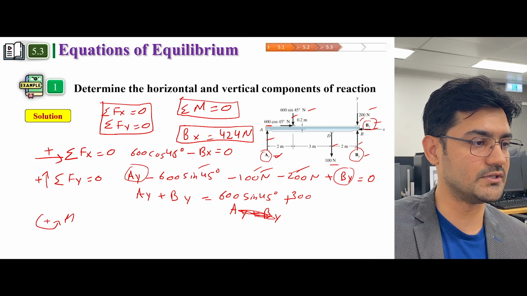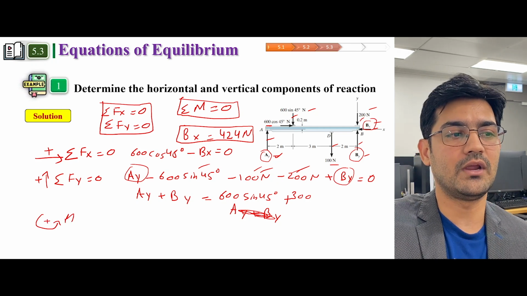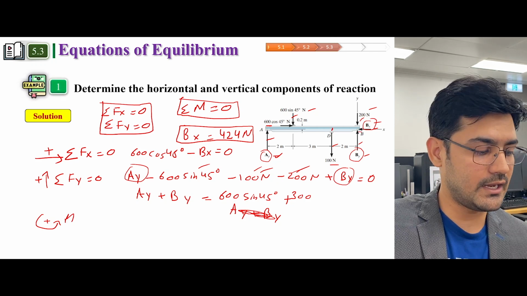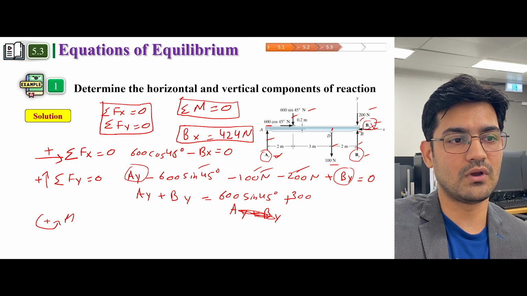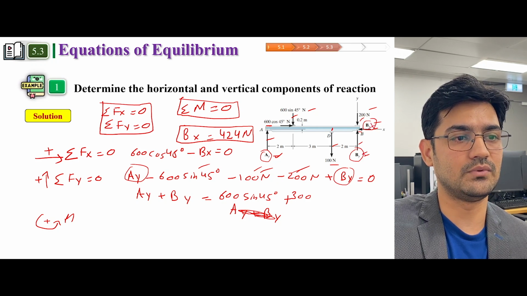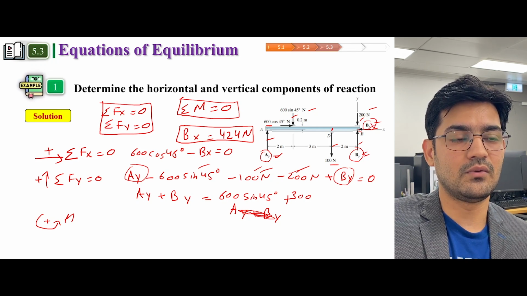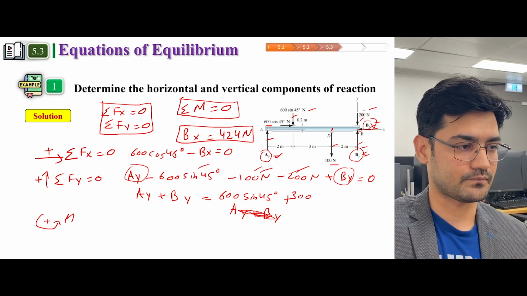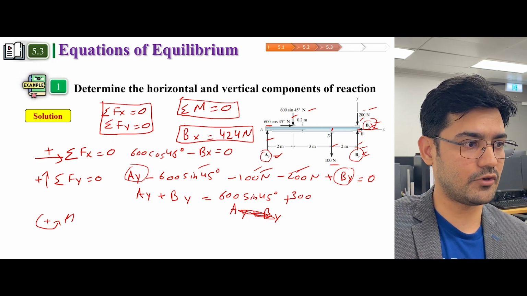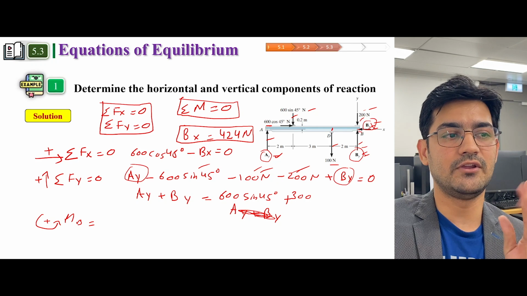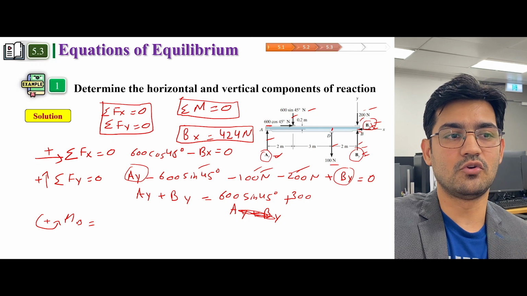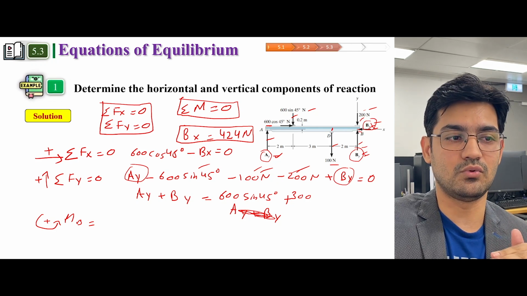which is summation of moments is equal to 0. Now we can take moment at any point, we can take moment at a also, this point also, at d also, b also. So we're gonna take moment at b because in this way we have two unknowns and they both are gonna cancel out with each other. I mean because the moment at this point would be 0 for bx, by, and 200 because the distance is 0. So let us do moment at point b. So moment is actually force into distance. So since the distance is 0, 200 into 0 would be 0, bx into 0 would be 0, by into 0 would be 0.